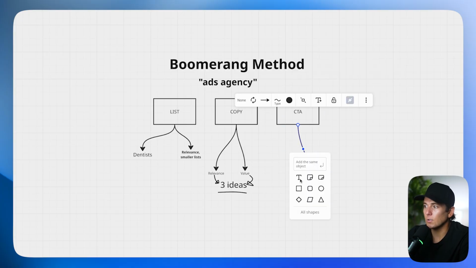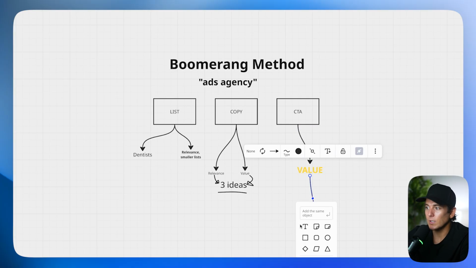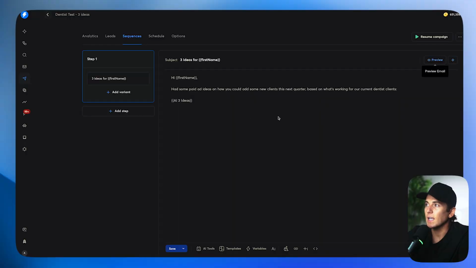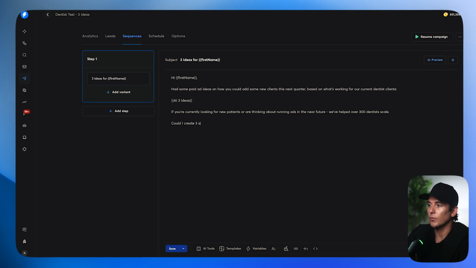Call to action, as always, is going to be value. And when I do value, I am going to send something for free that's relevant. So if I am selling paid ads to dentists, what do you think that I could give away for free that would actually be relevant to somebody who's wanting to grow their practice based off of the three ideas that I provided? In this case, what we're going to do for the call to action is I'm going to say, if you're currently looking for new patients or are thinking about running ads in the near future, we've helped over 300 dentists scale. Could I create three ads plus ad copy that you could run on your own to start attracting new patients? We're offering to just build them three ads that they could try on their own.